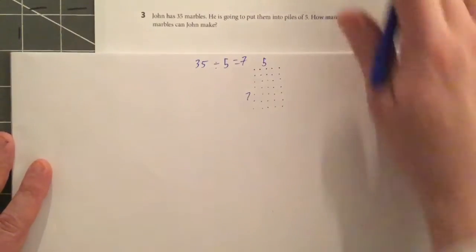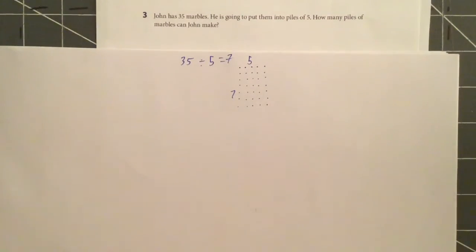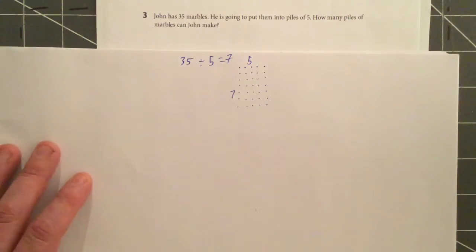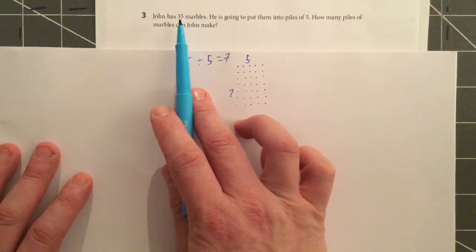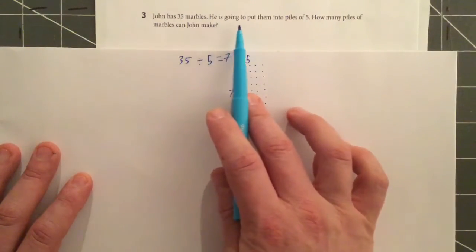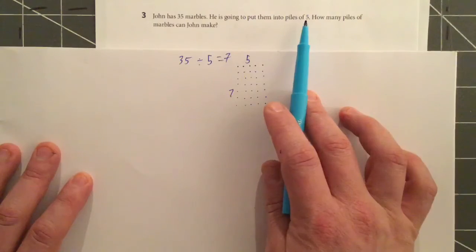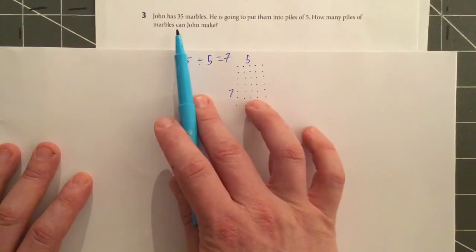We've got another one to do. Now, this one, I'm not that big of a fan that they did this, because if you were paying any attention, you'd notice that these two equations are the same. Almost. John has 35 marbles. He's going to put them into piles of 5. How many piles of marbles can John make?